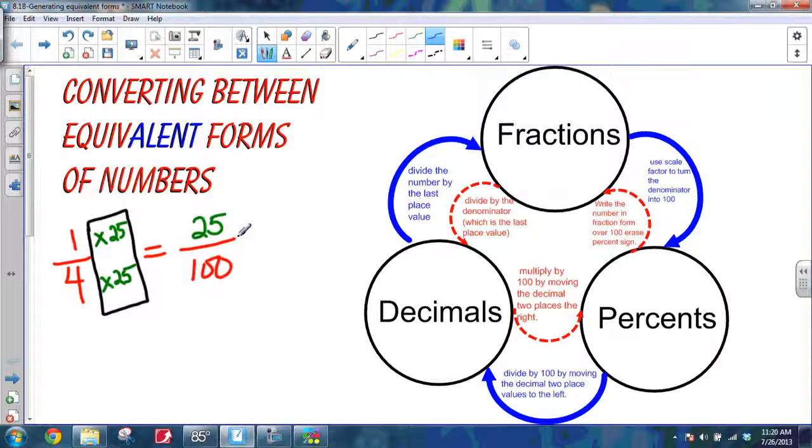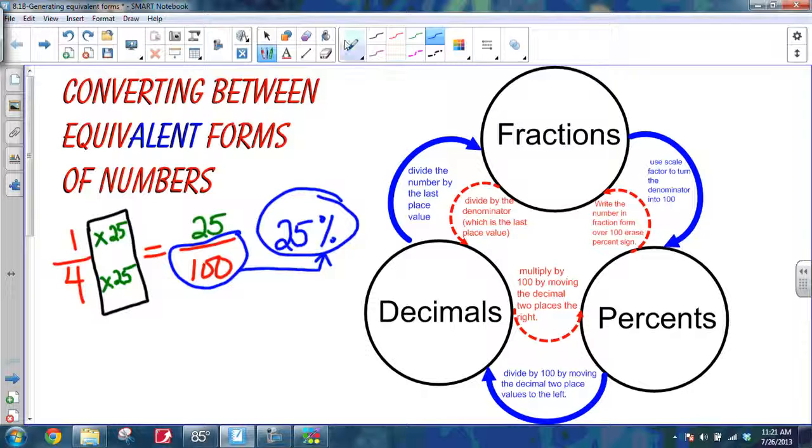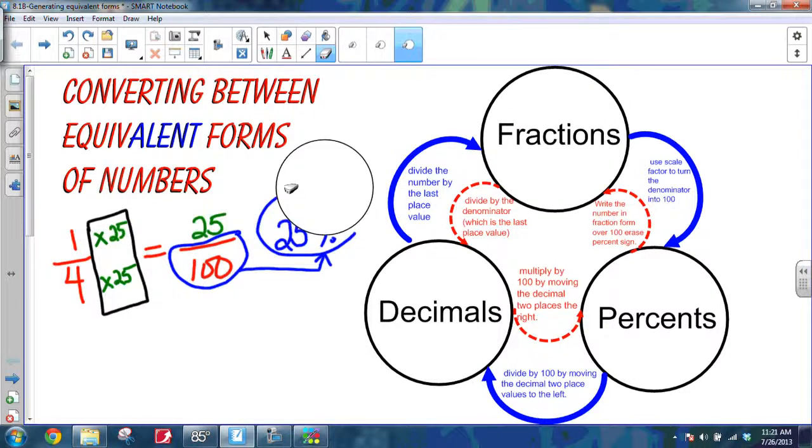Whenever I have a 100 in my denominator, I'm dividing by 100. That is a percent, because the percent sign means to divide by 100. This division by 100 is written as a percent sign. And you take your number and write it next to that symbol. And there's your answer, 25%. Let's look at another problem.